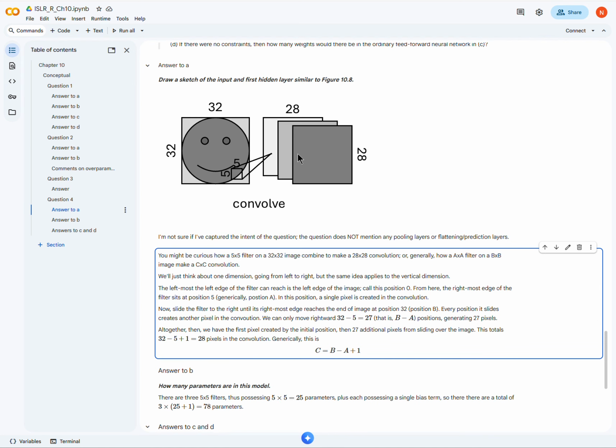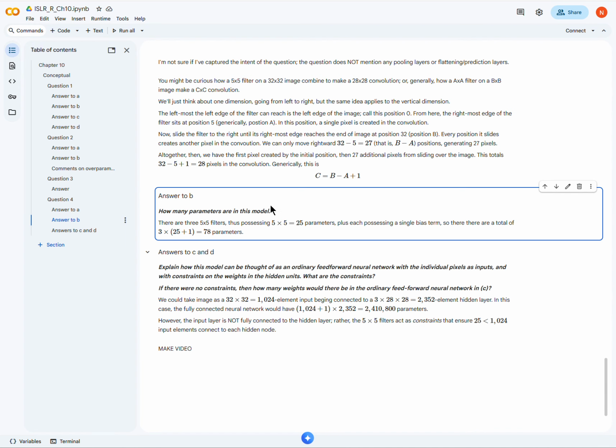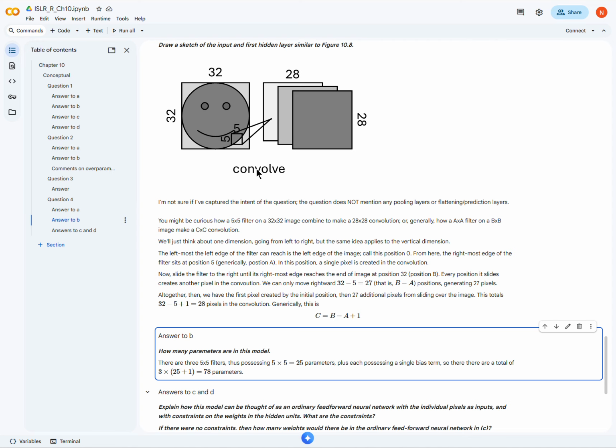But okay. So in part B, we're meant to answer how many parameters are in this model represented in the image here. Well, we have 3 5 by 5 filters, and those are creating our convolution layer. So we have 3 by 25 pixels, right? 5 by 5 is 25, and then there's also a bias term associated with each of our convolution filters. So for a total of 78 parameters.